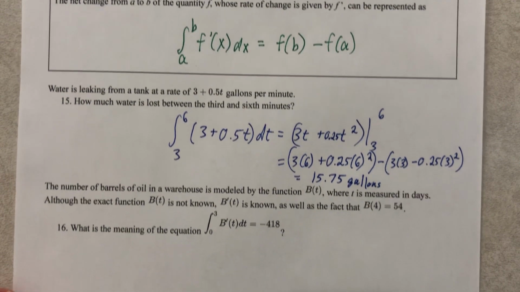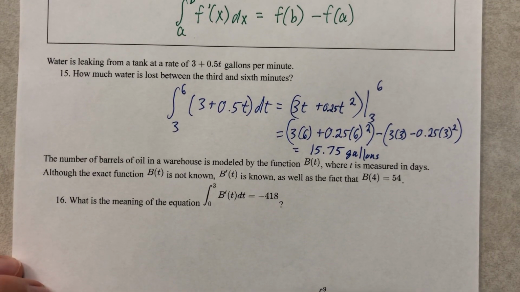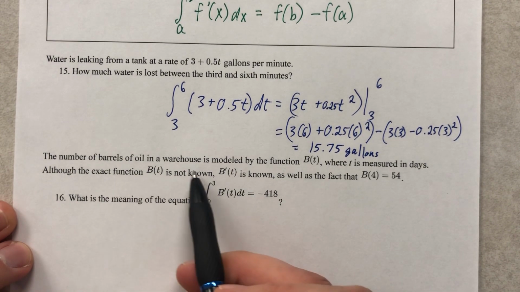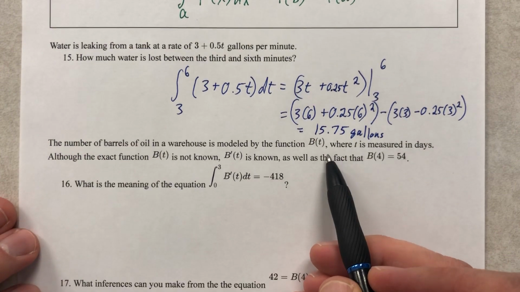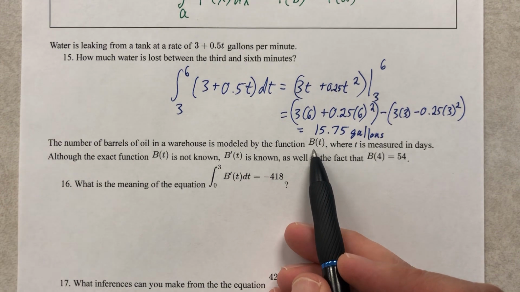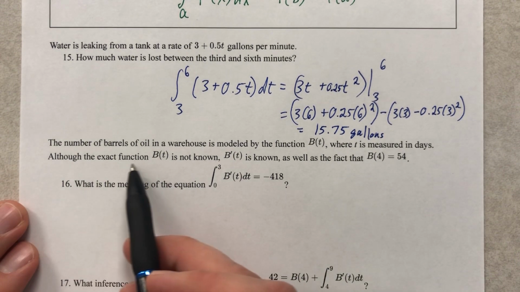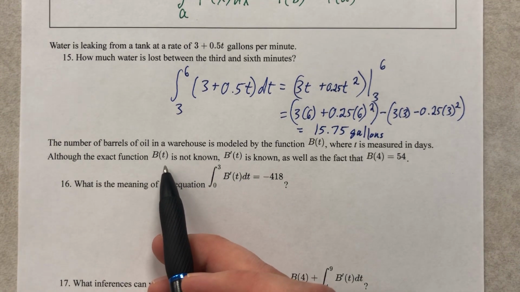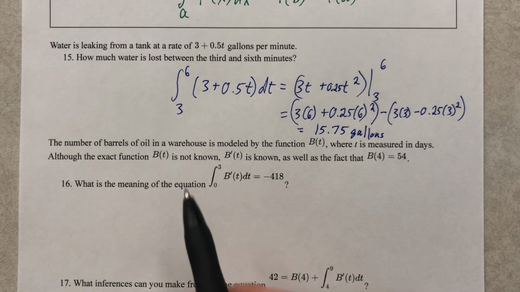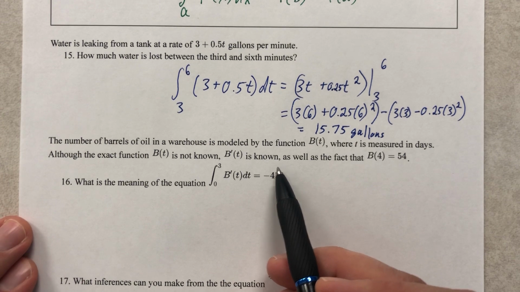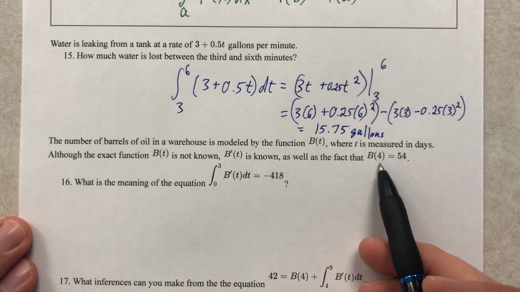Let's move on. This one can trip you up if you're not careful. There's a lot of information in this one. The number of barrels of oil in a warehouse is modeled by the function B of t, where t is measured in days. Okay, good to know. B is the number of barrels of oil in a warehouse. We don't have the exact function. The derivative is known, but they don't tell us. And it's also known that B of 4 equals 54.